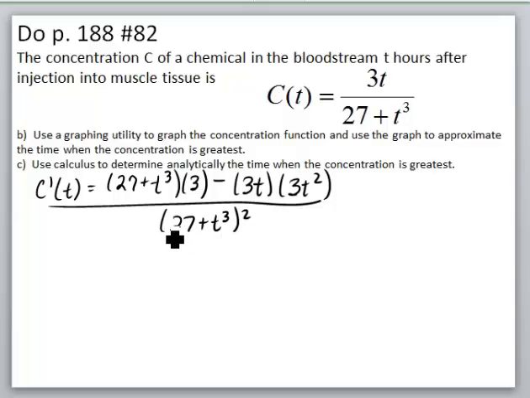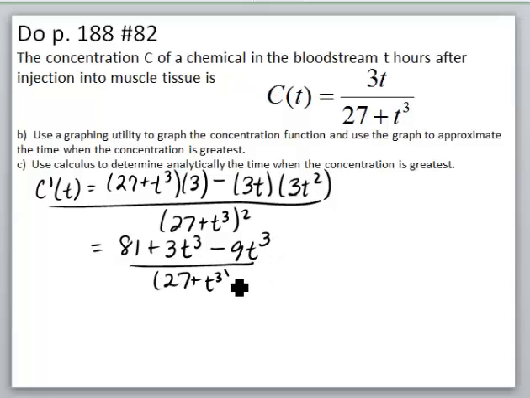From there, I'm going to go ahead and simplify. You guys are going to probably have to spend a little bit of time on this, so I'll write some things down here. I've got 81 plus 3t cubed from distributing this way, minus 9t cubed, all over my 27 plus t cubed, squared. This then gives me 81 minus 6t cubed over 27 plus t cubed, squared.